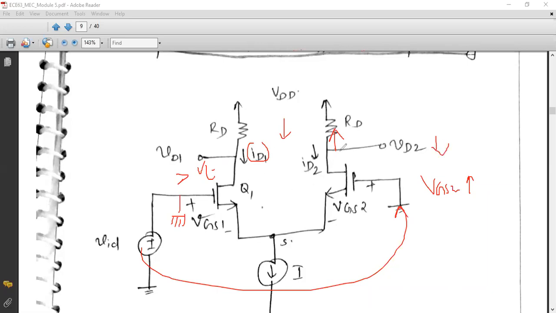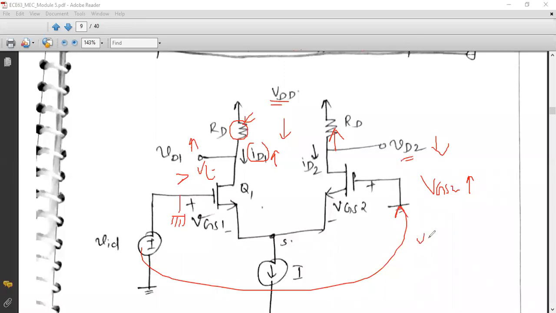So what will happen if ID2 is very large? VD2 will be small and VD1 will be high, isn't it? Since the current flow ID1 is very less, the drop across RD is less. So we are subtracting a very small voltage from VDD. If you subtract a small quantity from the supply voltage, the output voltage will be very large, whereas VD2 will be very small. So VD2 is a smaller quantity, VD1 is a larger quantity.